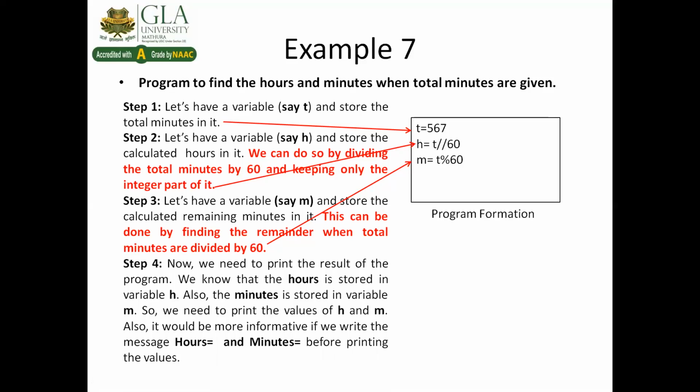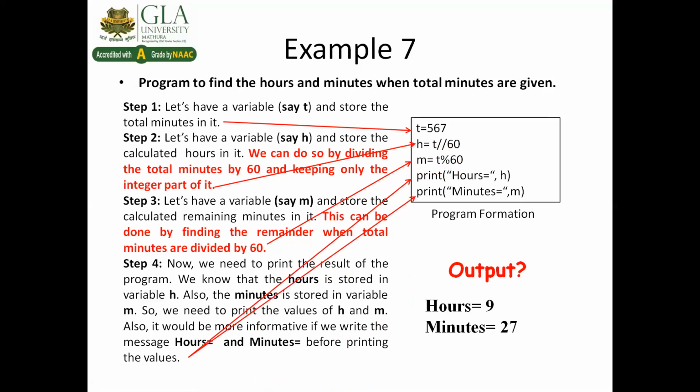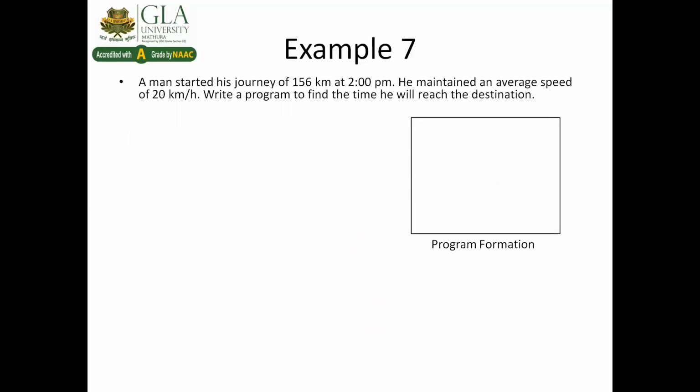Now I need to print just the values, and it would be beneficial to make it more informative. So I'm writing hours equal to the value of h and minutes equal to the value of m. So what would be the output? The output in this case would be hours equal to 9 and minutes equal to 27. As you can identify, when I divide 567 by 60, I get 9 as the quotient and 27 as the remainder.